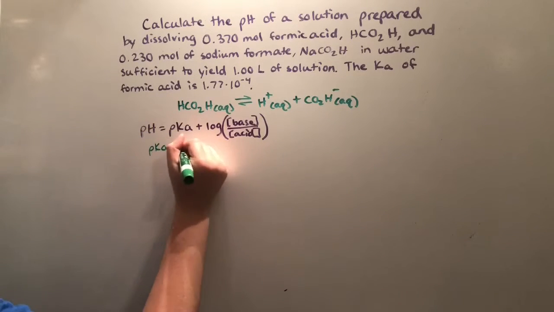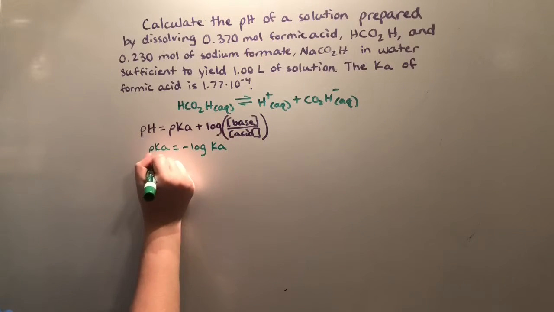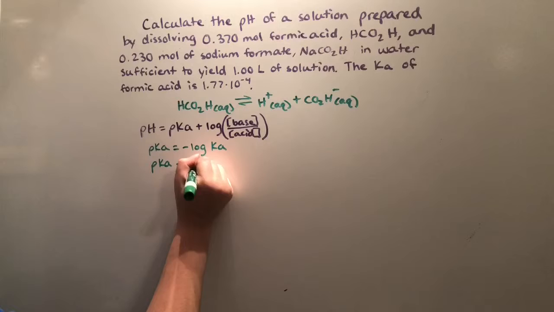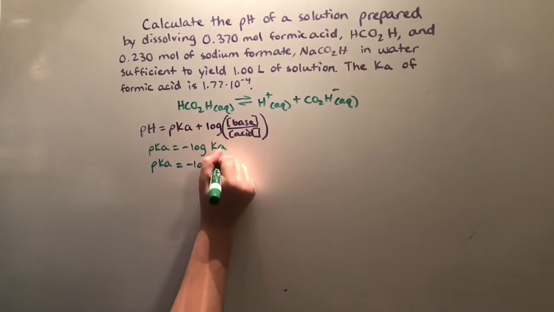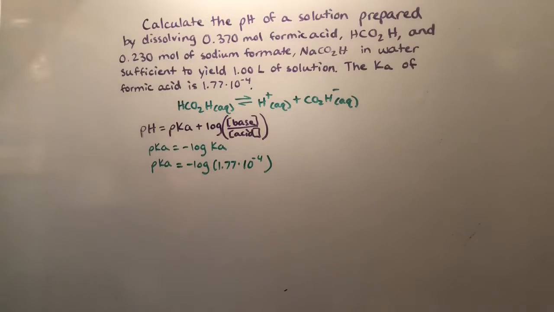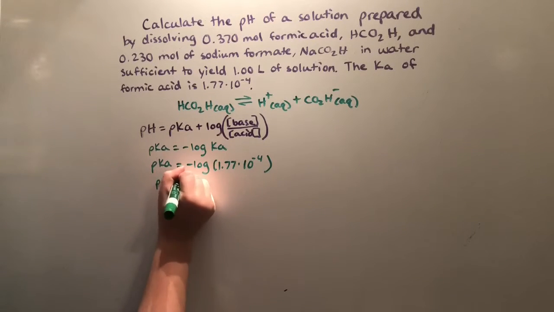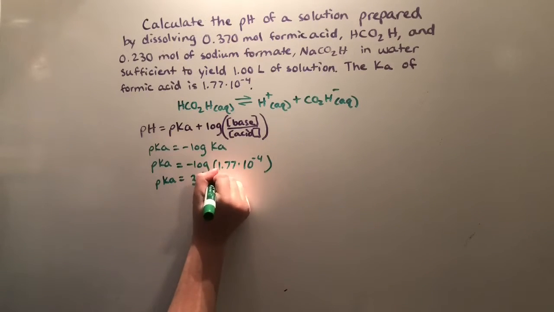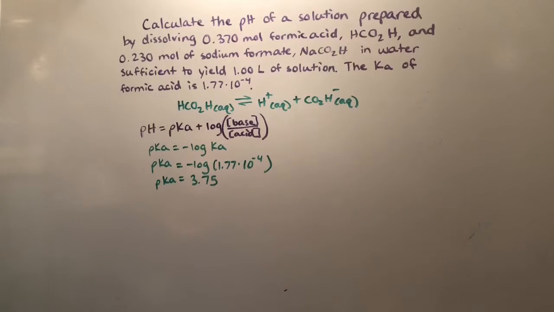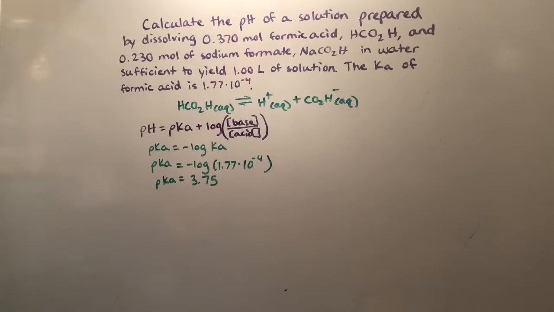pKa equals a negative log of Ka. And we're given Ka. That was 1.77 times 10 to the negative 4. So plugging this into your calculator, you're going to get that your pKa is equal to 3.75. So we're going to need to find the concentration of the base and the concentration of the acid in molarity. We're given their respective amounts in moles, and we're given the total liters of the solution.